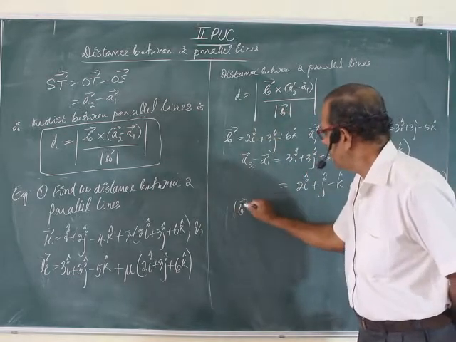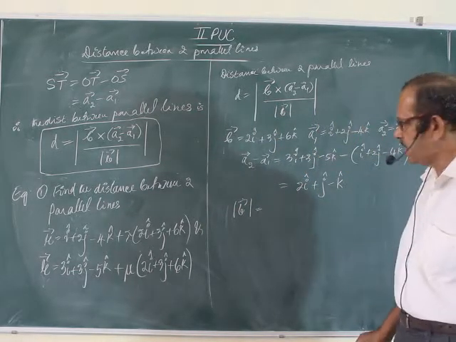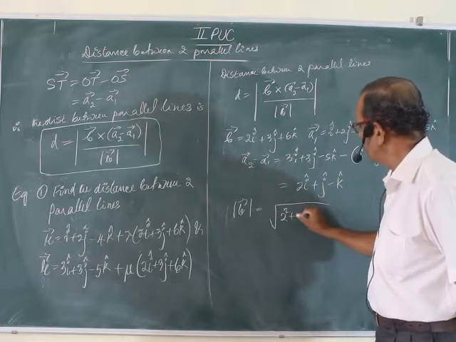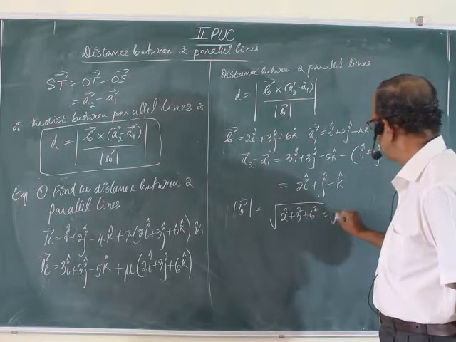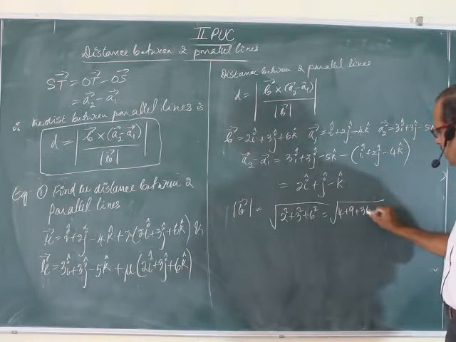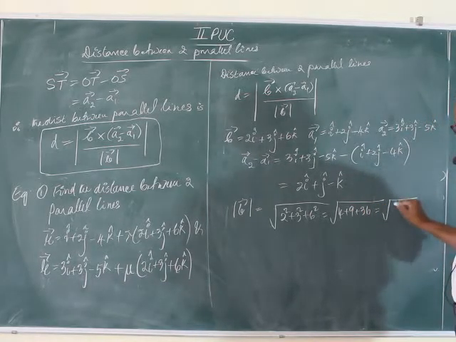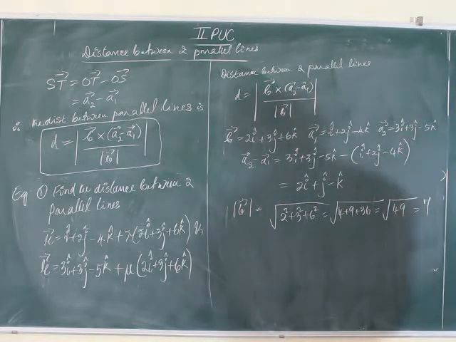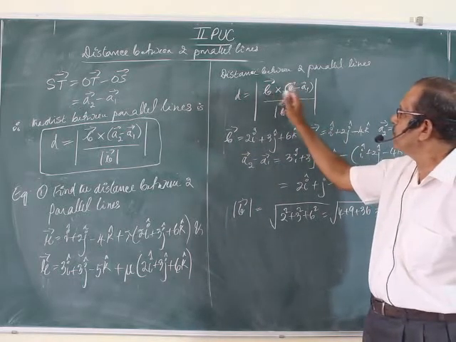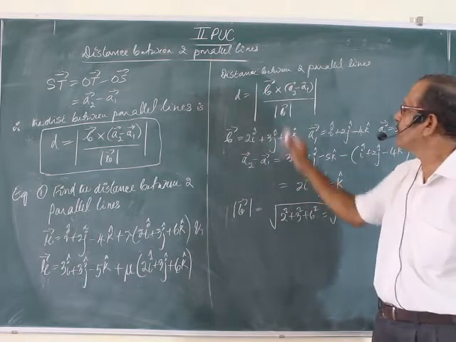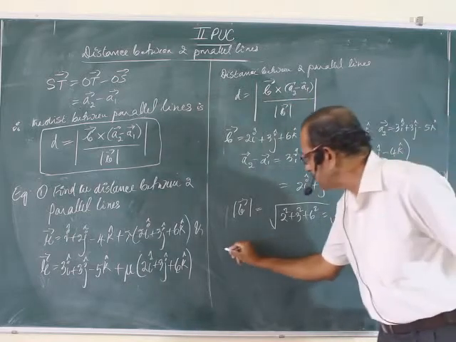Mod B is root of 2 square, 3 square, 6 square, 4, 9, 36, 45, 49, 7. Now, if you know two vectors, how to find cross product? It is the determinant, no? You need not find this cross product. So, let me do that one.